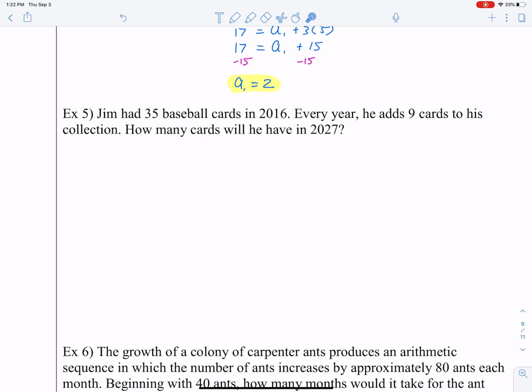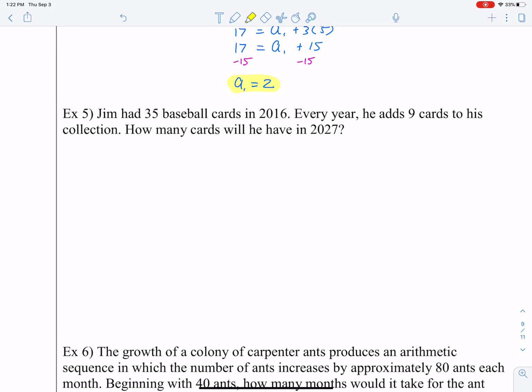So we're using the same formula here, but now they're giving us the information in sentences. So writing out our list on the side becomes very important. Okay. So first we're going to read the question. Jim had 35 baseball cards in 2016. Every year he adds 9 cards to his collection. How many cards will he have in 2027?